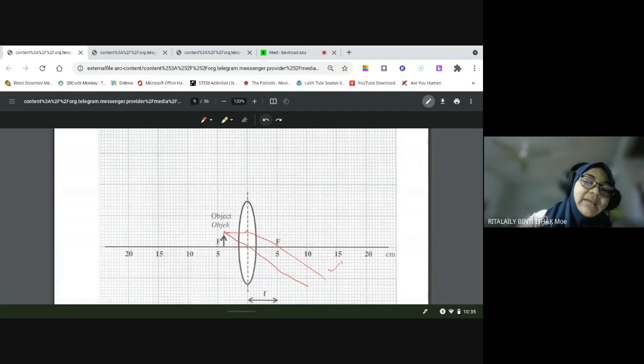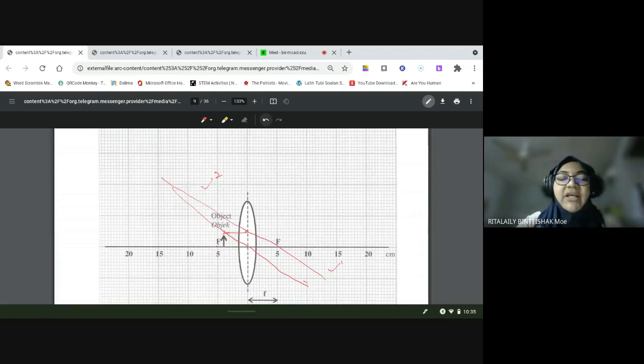Okay, markah pertama dan markah kedua. Markah pertama adalah daripada objek pergi ke lens akan pergi F. Daripada objek melalui center of the lens akan pergi terus. So this is the first mark. The second mark kita panjangkan. Okay, so this is the second mark. Yes, and then draw the image.